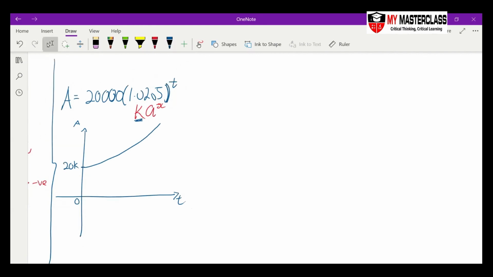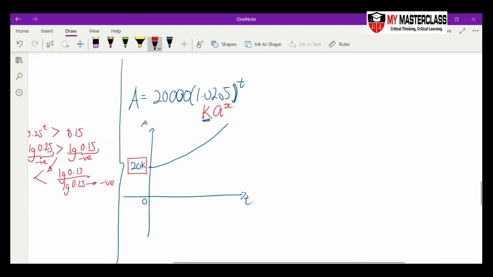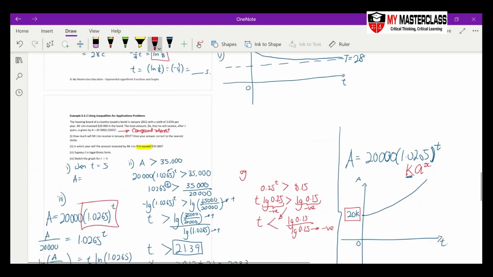Sometimes they may ask you, can you explain what is the significance of this 20,000 here? When you learn compound interest, what are the things that you learn? The 20,000 is the what? Yes, principal. It is the principal. So actually in this question, it is still very kind. It tells you the formula.